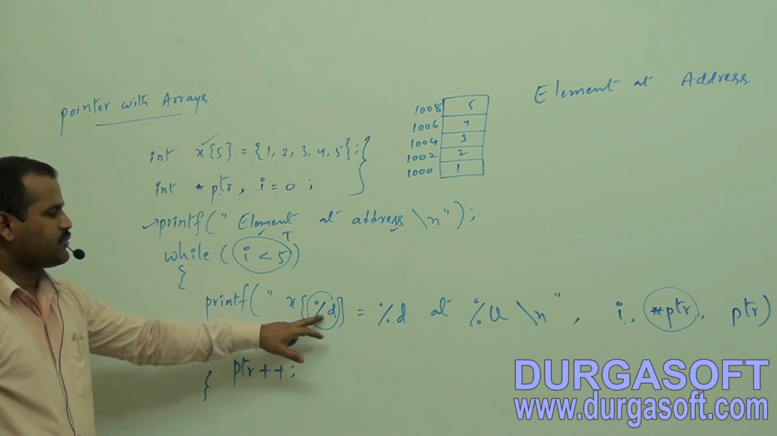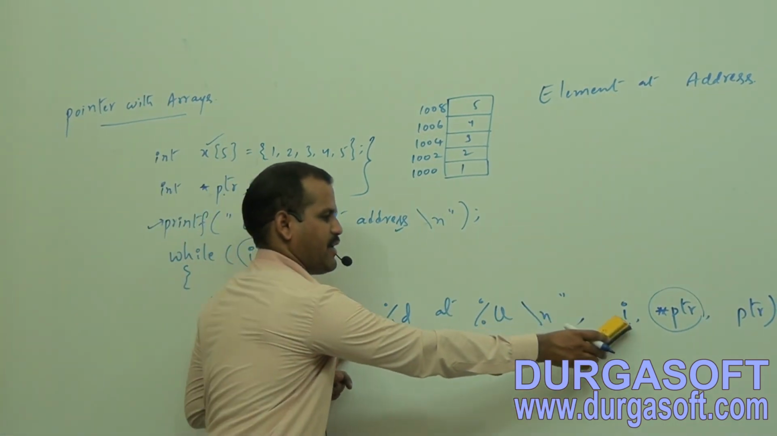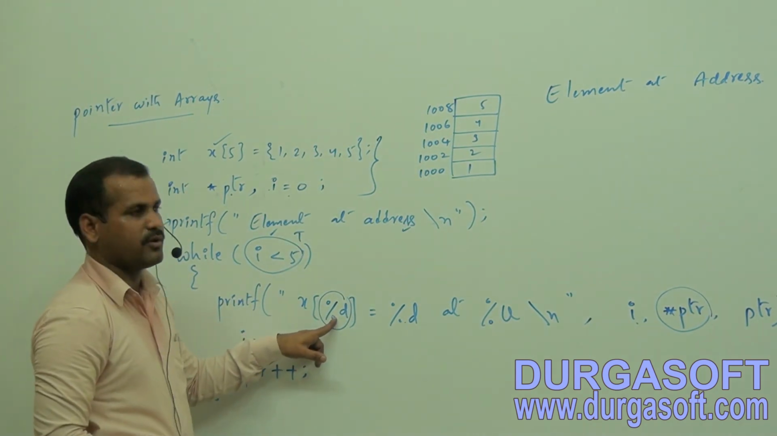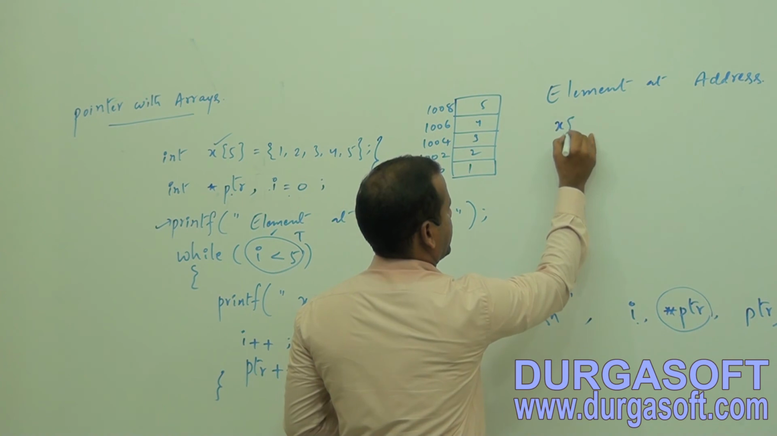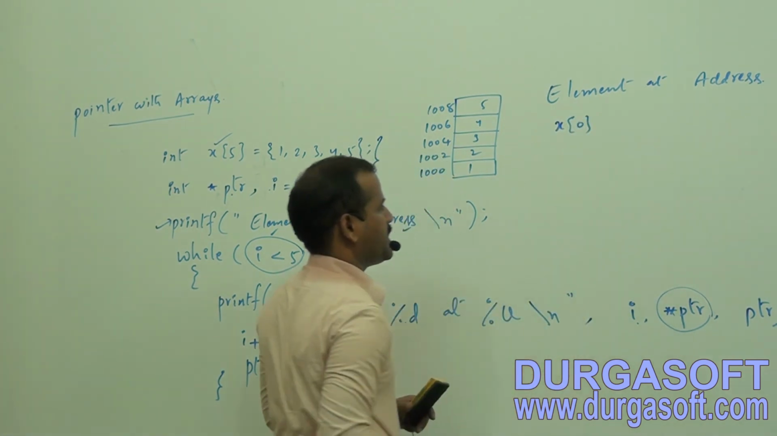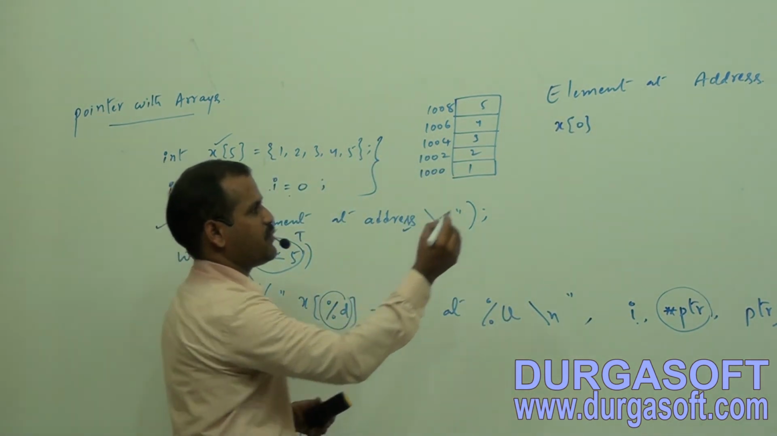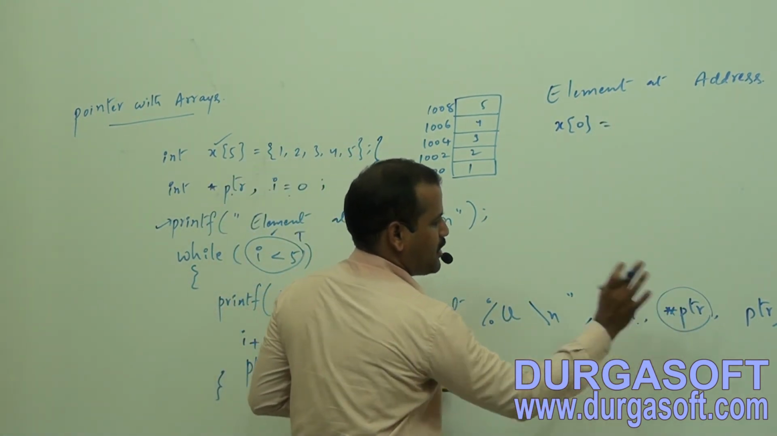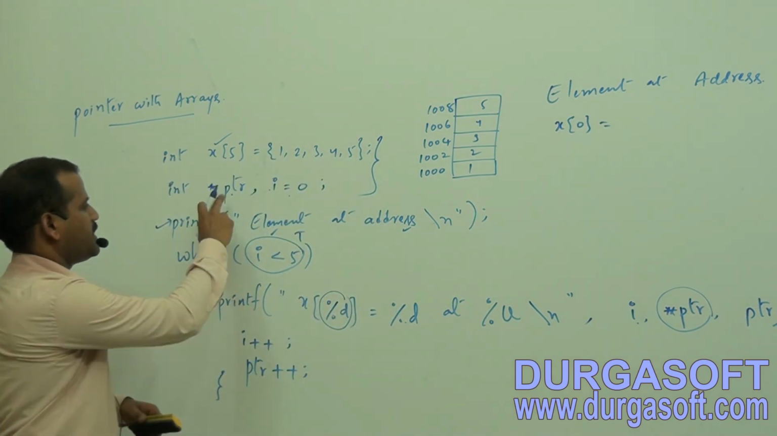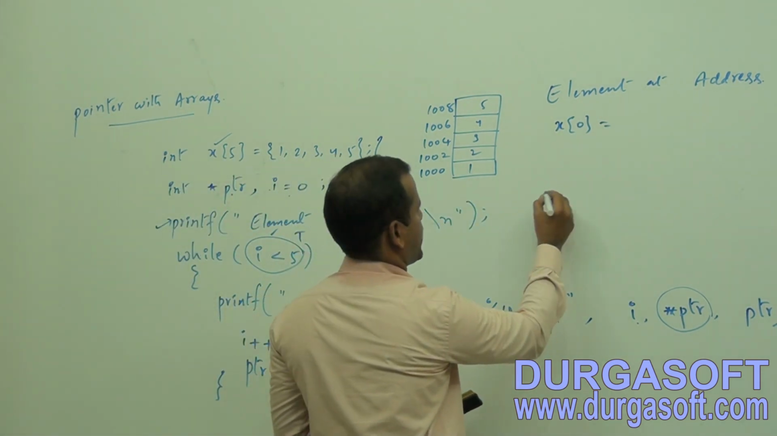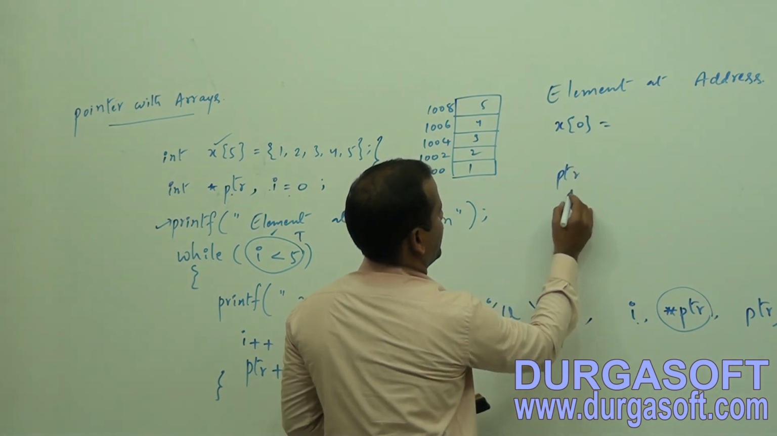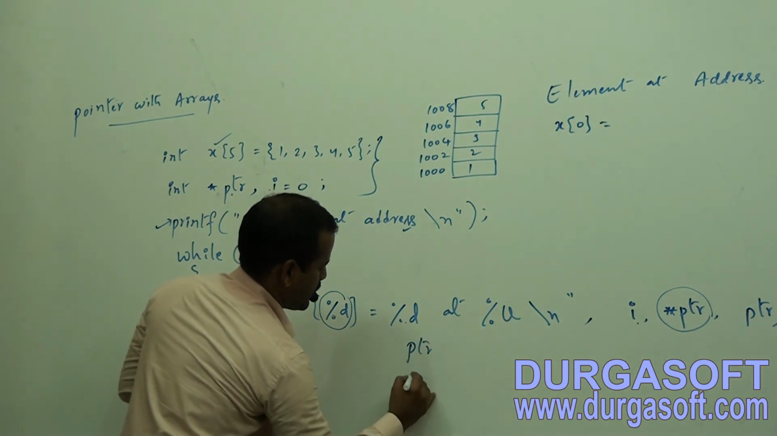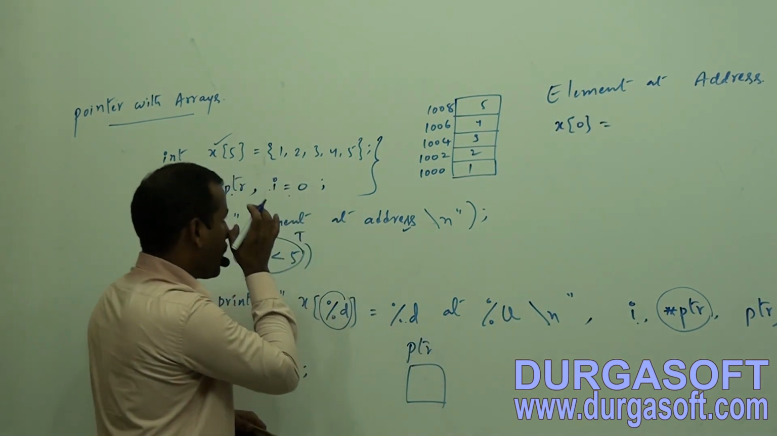Now in this x of %d, the I value initially is 0. So this indicates x of 0. So first the printing is x of 0 is equal to, next %d, which is here the value at that pointer. So after declaring this pointer, a pointer will be allotted some value.